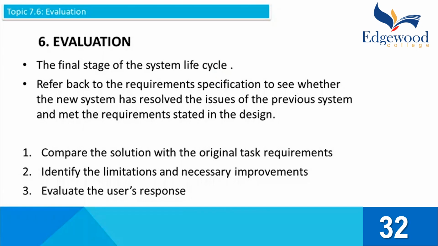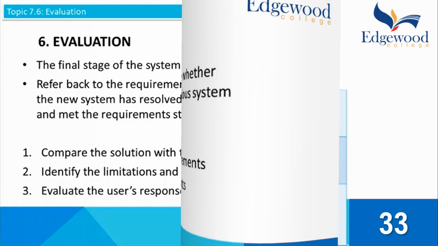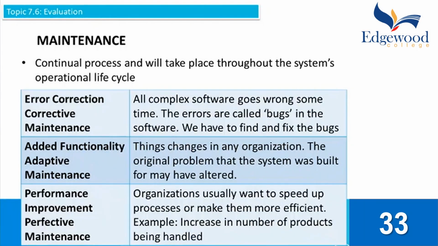Okay, and once those things are done, these evaluations may eventually lead to updates of hardware and updates of software, basically because of feedback from users, and of course, any changes in the hardware and software. Okay, so looking at maintenance, it is a continual process and it takes place throughout the system's operational life cycle.